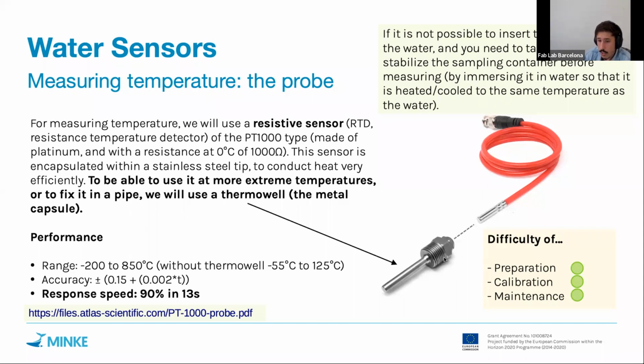It is very important that it has a very slow response time. So do not expect a very fast response from this sensor, because it takes at least 13 seconds to achieve T90. Just to consider, it is probably the easiest sensor to prepare, calibrate, and maintain. The only important thing to consider is that it has a temperature range, so don't use it in very extreme temperatures unless you use the thermowell.